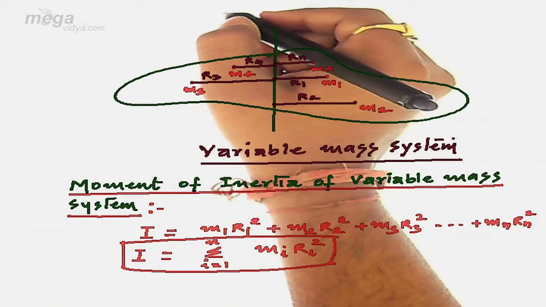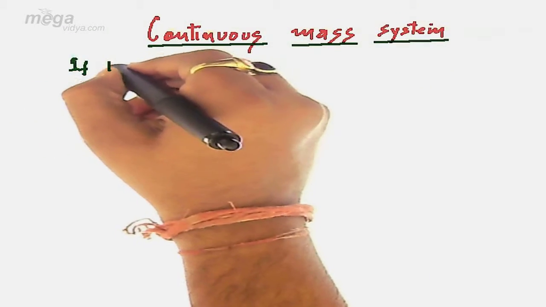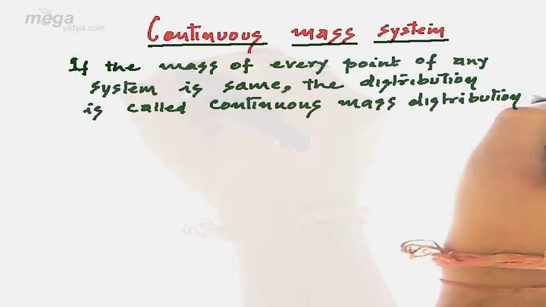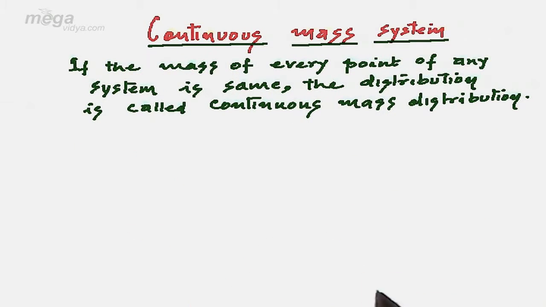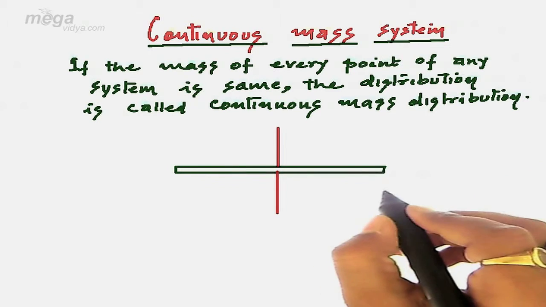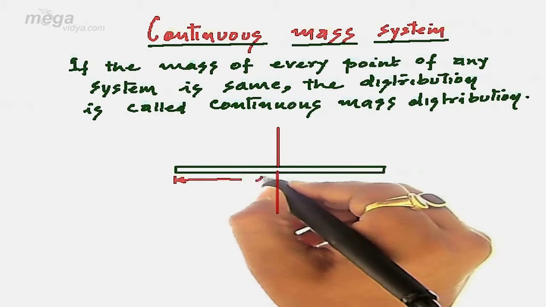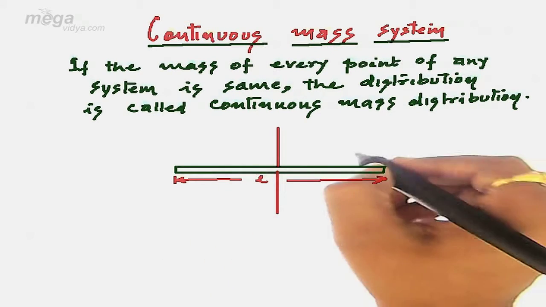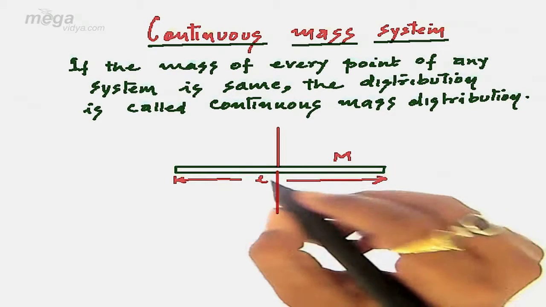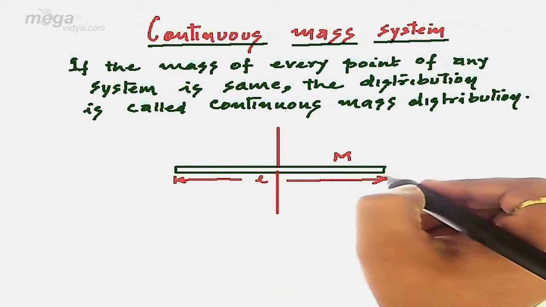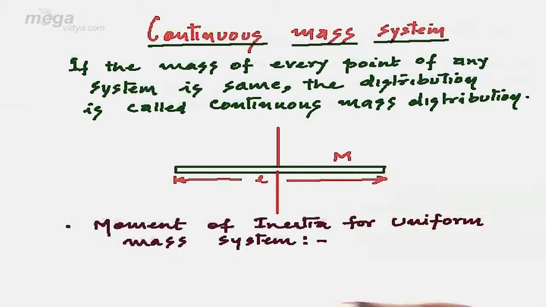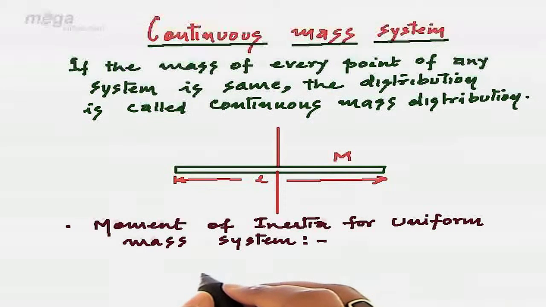Now let's know what a continuous mass system is. If the mass at every point of the system remains the same, the distribution is called continuous mass distribution. Let's consider this rod having length L and total mass m. Each and every part of the rod is uniform, and thus it can be considered as a uniform mass system.